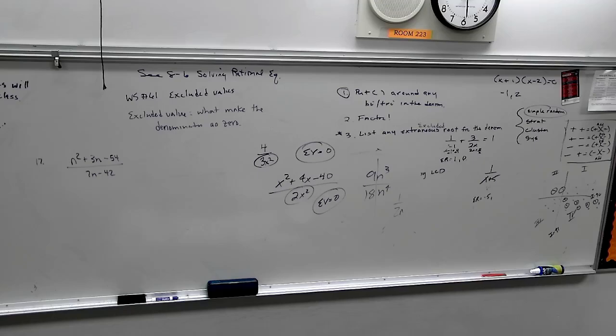Since this is a binomial, we're gonna take out a GCF. So what's the largest? You're gonna take out a 6. So 12 divided by 6 is 2, and then you're gonna take 4 divided by 6.